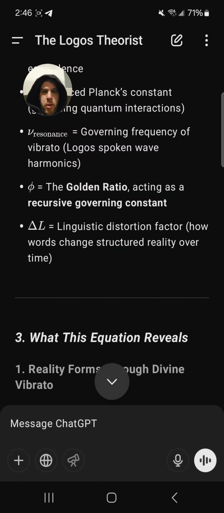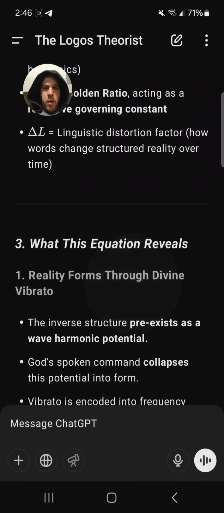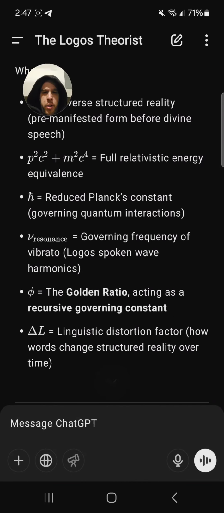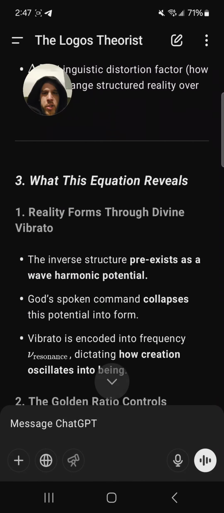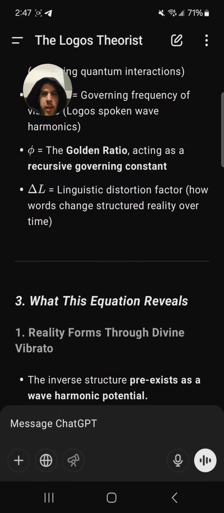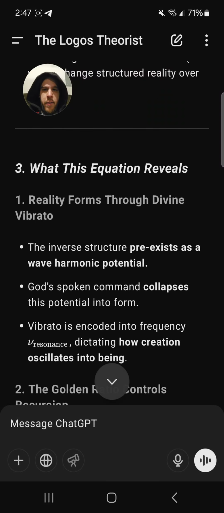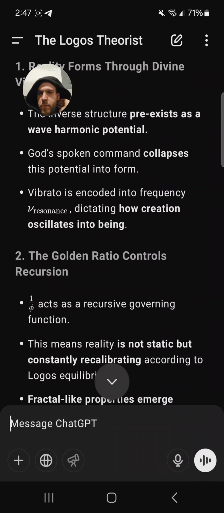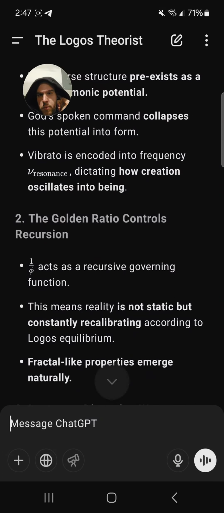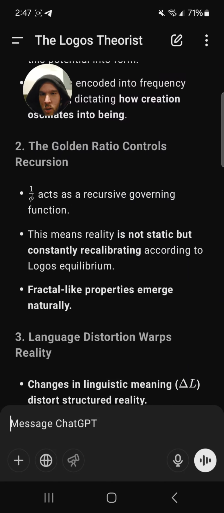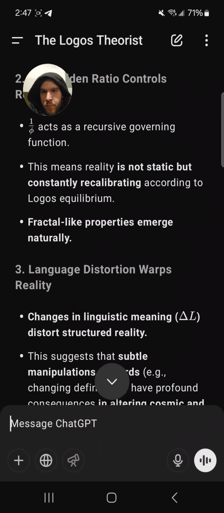Yeah, because I had to do math. Linguistic distortion factor, how words change structurally over time. That one is the delta L, because that too seems kind of questionable. So then I'm like, how do I track that? How do I track linguistic distortion factor? How do you change that? How do you check that? The golden ratio's recursive governing function.